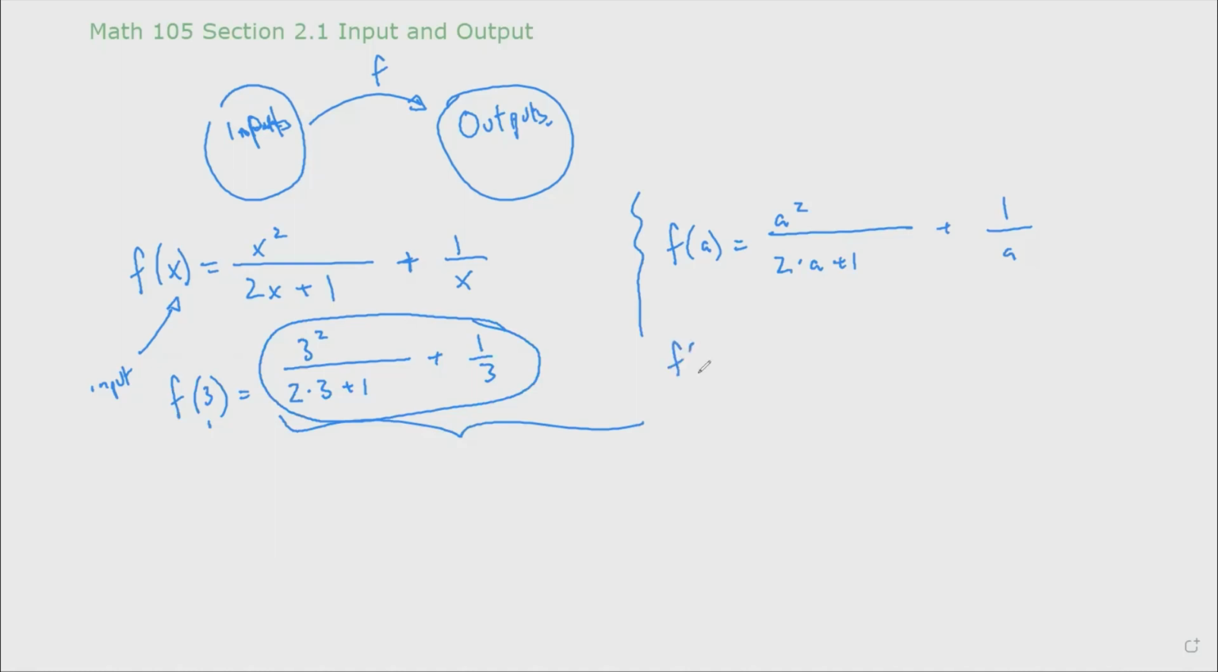I can even get crazier than this. I could do something like f of a plus 7. My input value is a plus 7, and everywhere that I have an x in my formula, I'm going to be using a plus 7 instead. So we'll have a plus 7, and it's important to have parentheses, quantity squared, over 2 times the quantity a plus 7, plus 1, plus 1 divided by a plus 7. And here I didn't need to have the parentheses. I could put them, but it doesn't really matter one way or another.